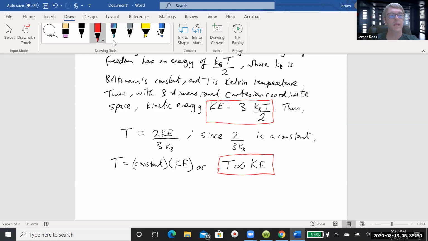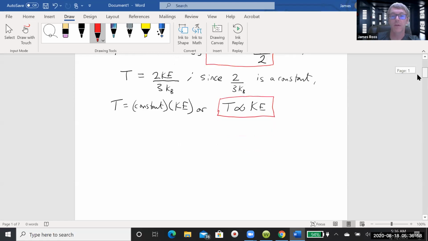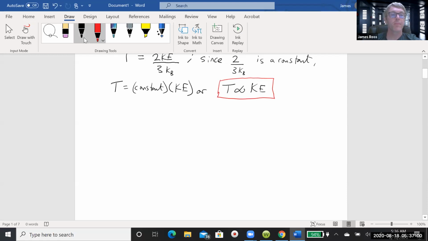So what's kinetic energy? Well, kinetic energy is the motion of molecules. So temperature is proportional to the motion of molecules. Okay, as we'll see here. So we've said that kinetic energy is 3 over 2 kBT, but it's also equal to mv squared over 2, where m is mass, v is velocity, so v squared is velocity squared, and the number 2 is just the number 2.